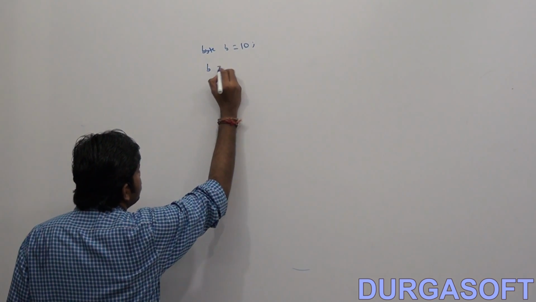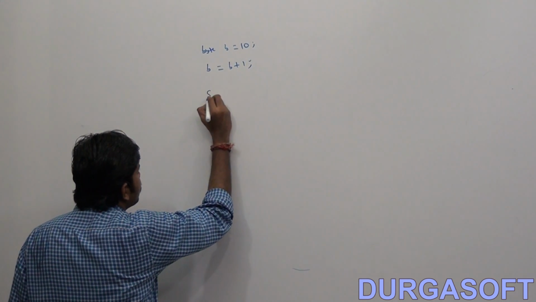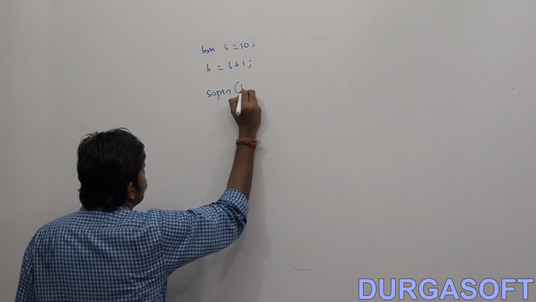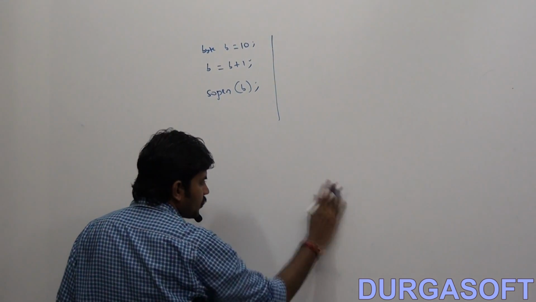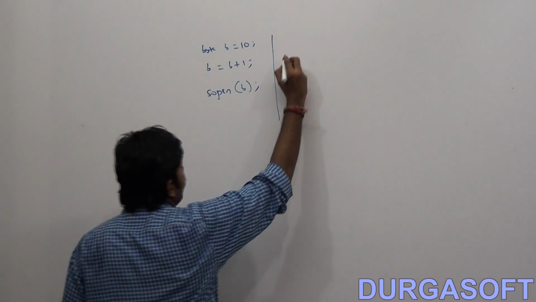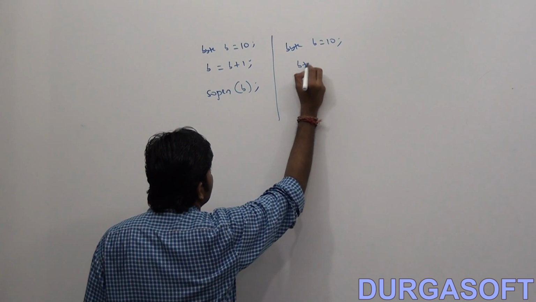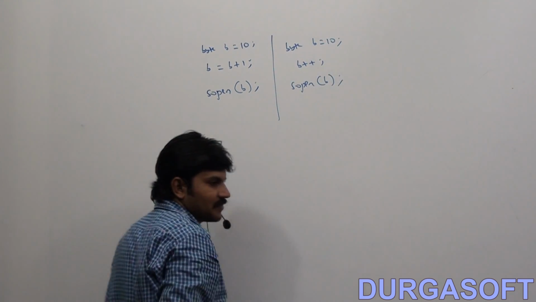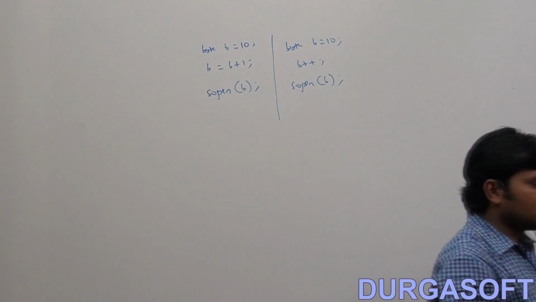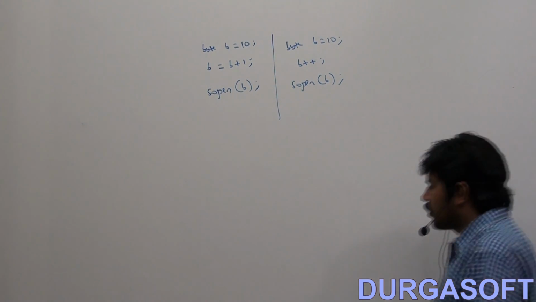B is equal to B plus 1. Byte B is equal to 10, B is equal to B plus 1, SOP of B, I am taking. Now byte B is equal to 10, B plus plus, SOP of B. Alright? Seems to be both are the same. Can you tell what is the output in the first case and what is the output in the second case?